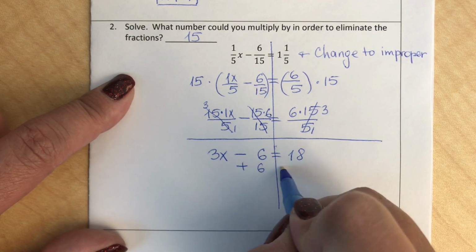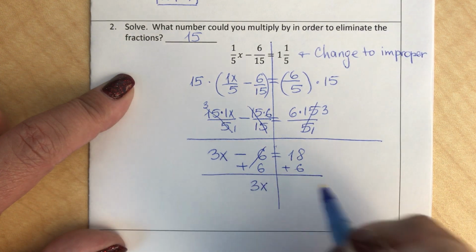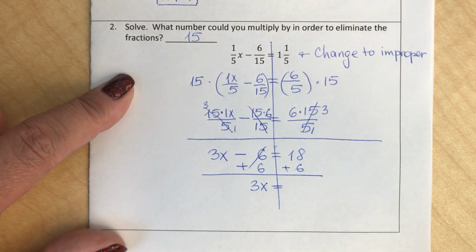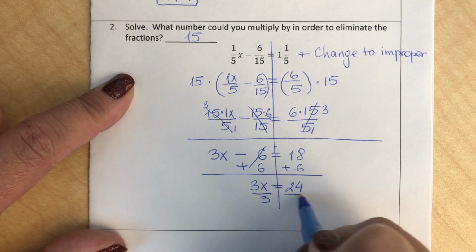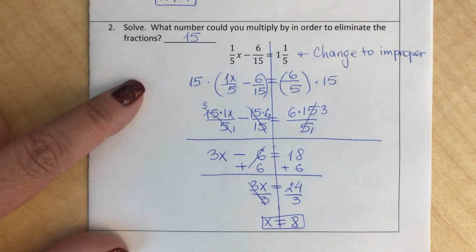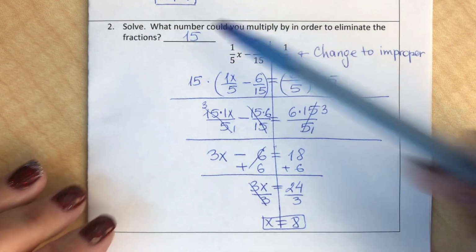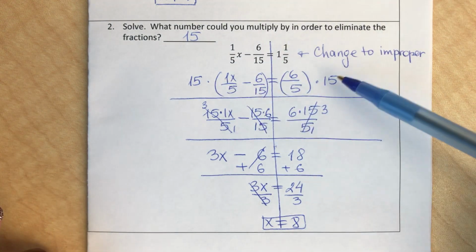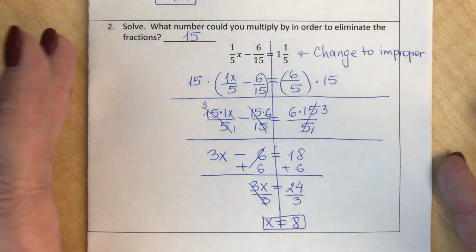From here, add 6 using inverse operations. 3x equals 24, and then divide by 3. And the x value will be 8. And I didn't have to use any rules of fractions except finding that common denominator so I can multiply. Once you multiply by the common denominator on both sides and distribute, the fractions clear out. Let's see more.